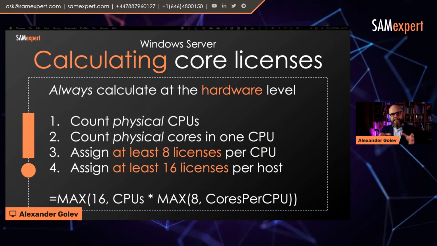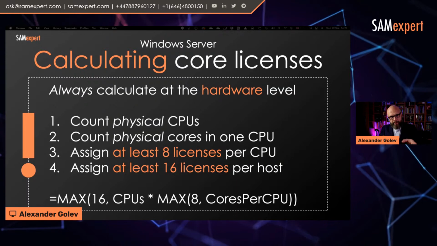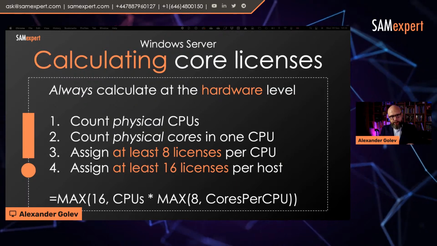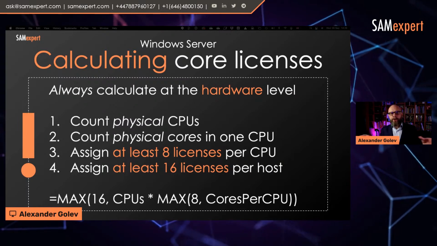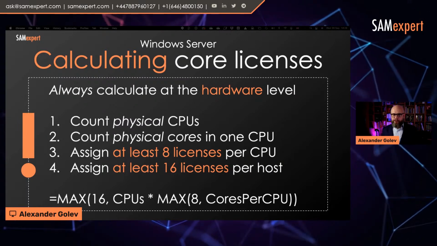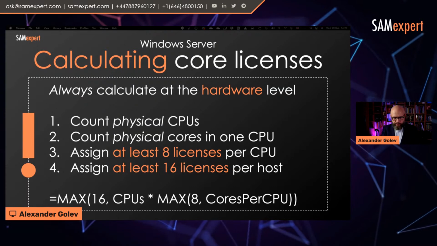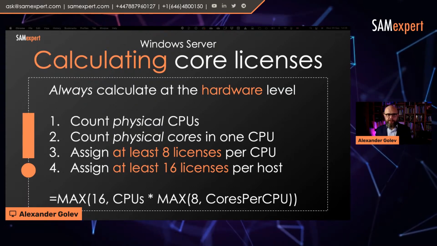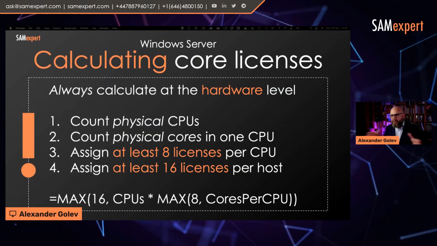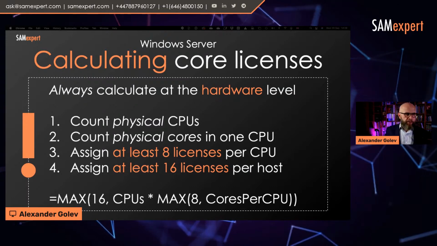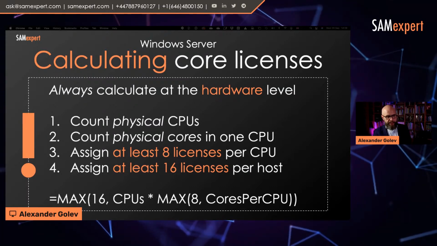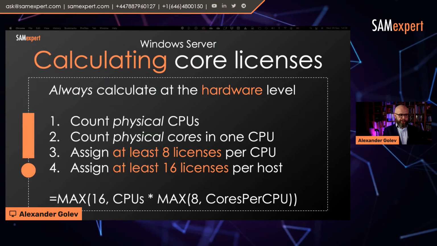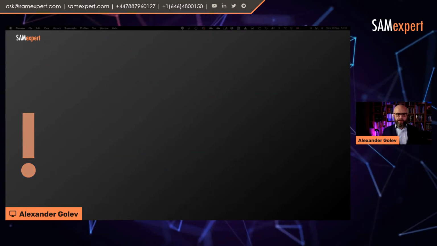But that's it. So at least 8 core licenses per one physical processor. So if it has 4 cores, you still need to assign 8. And at least 16 licenses for the entire host. So you have 2 minimums. So if you have 1 processor, you still need to assign at least 16 core licenses. If it's bigger, it's bigger. That is simple. I have a few examples which I will show you just a bit later, how to calculate on examples.